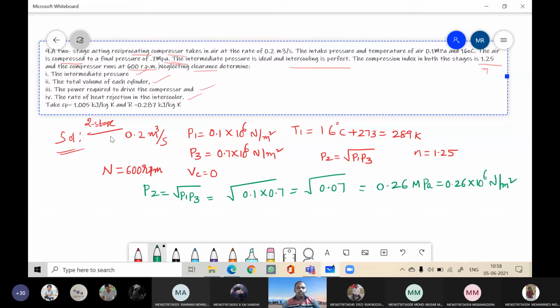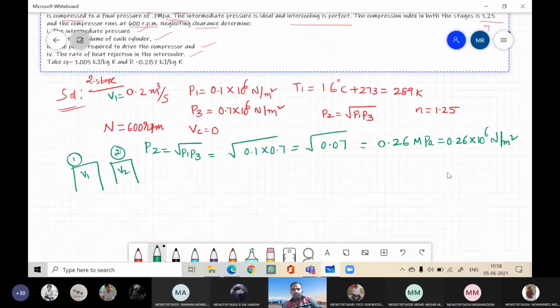Okay, right. So this 0.2 meter cube is V1. Let us assume two stages are there. This is the first stage and this is the second stage. First cylinder, second stage. Two stages means two cylinders. So let us say the total volume of the first cylinder is V1, and the total volume of the second cylinder is V2.